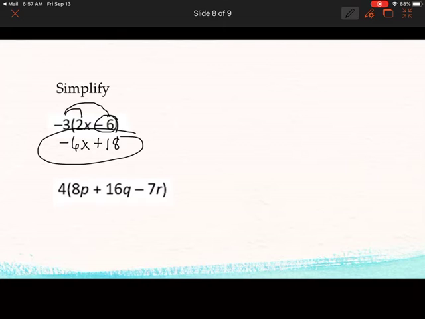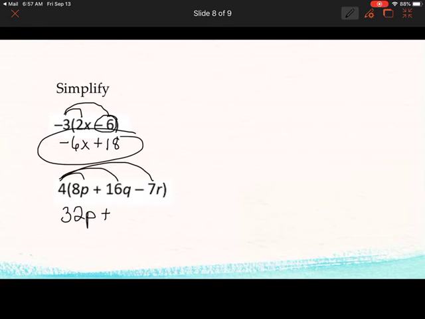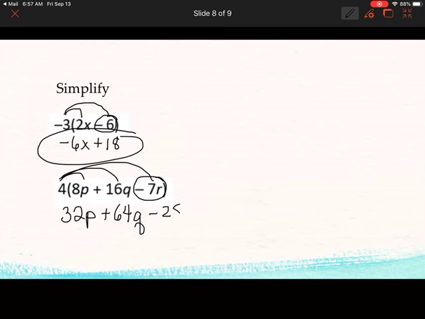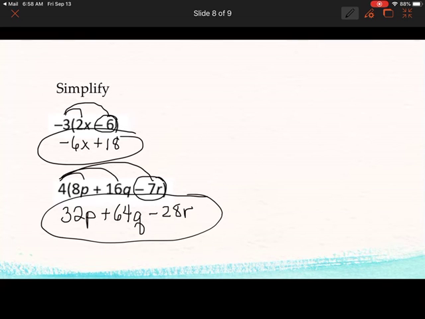Let's try this last one. I have to multiply it by all 3 terms in here. So 4 times 8p is 32p. Plus 4 times 16q is 64q. And then 4 times a -7r. So 4 times -7 is a -28r. I look to double check real quick. No like terms. So that is my simplified answer.